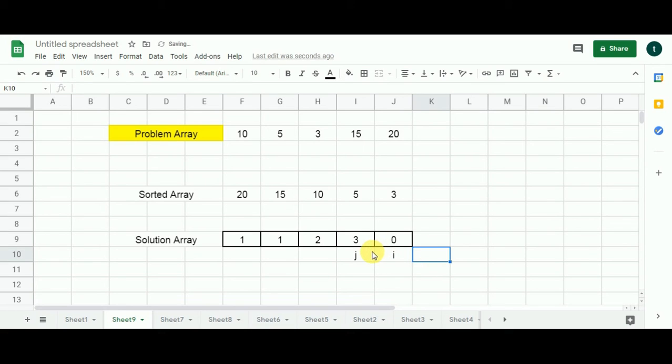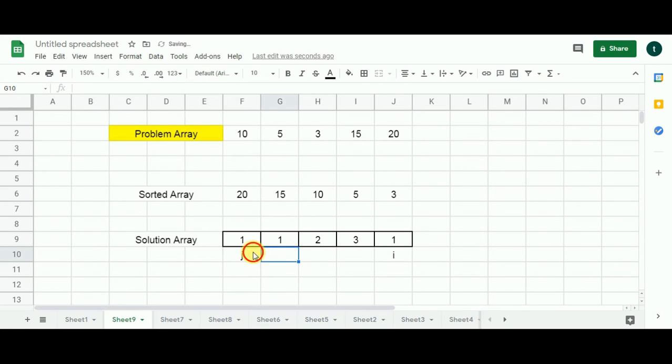Okay, now j goes back to its base position and I moves here. So j represents 5, I represents 3. So is 5 divisible by 3? No way. So nothing happens. J moves one cell towards the left. Now is 10 divisible by 3? No. So nothing happens. J moves one cell towards the left. Now is 15 divisible by 3? Yes, it is. So between 1 and 0, we are going to pick out the maximum value. So 1 will be populated over here.